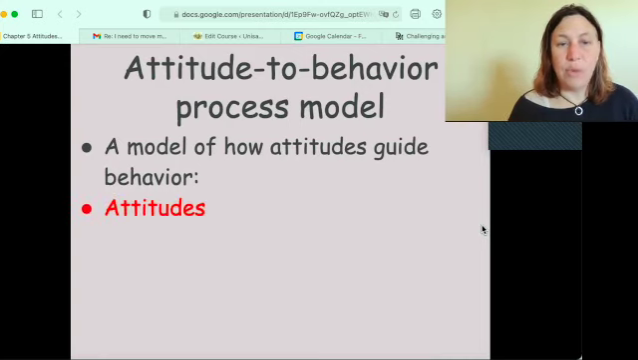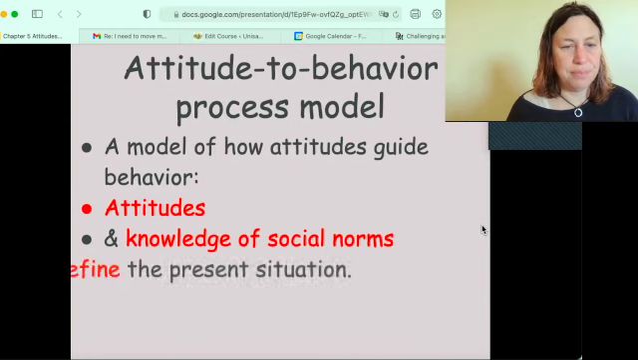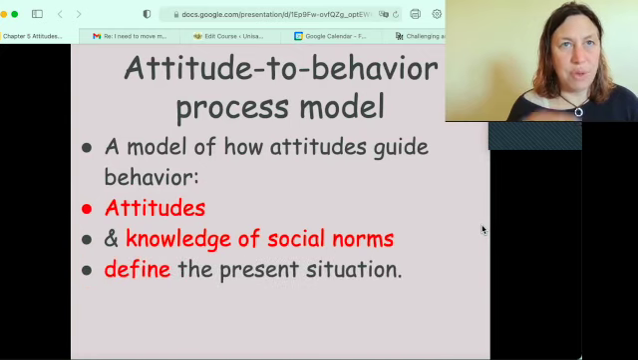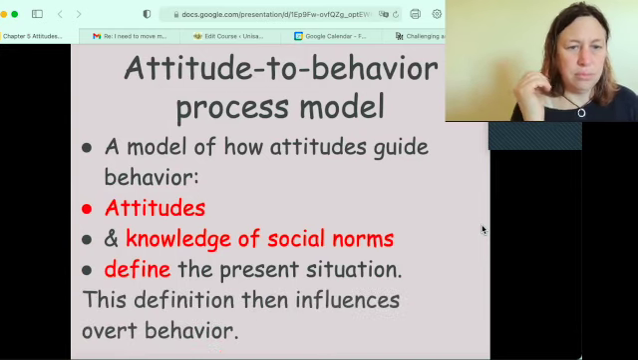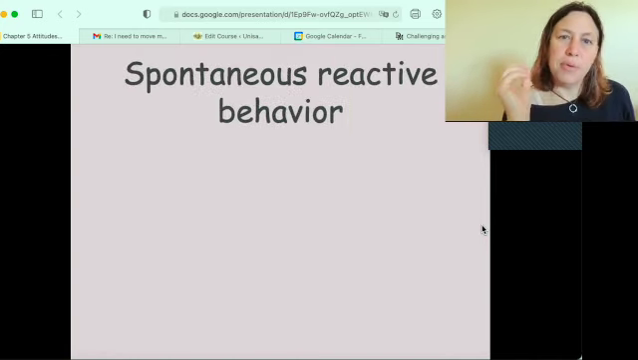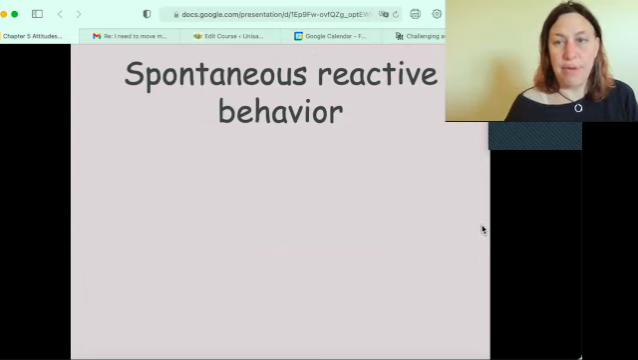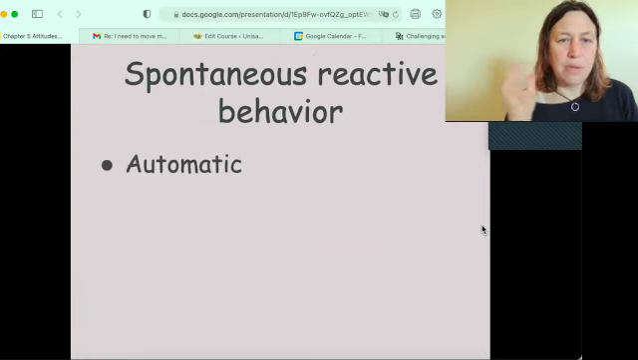Okay. So you have your attitude there. Then social norms. If you have lots of flies in your house, people aren't going to approve. Okay, a house free of flies is seen as desirable. Then you define the present situation. There's something wrong. There's a fly in my house. And then this definition influences overt behavior. Swat the fly. Okay. Spontaneous reactive behavior is what occurs. All right. So this is automatic.